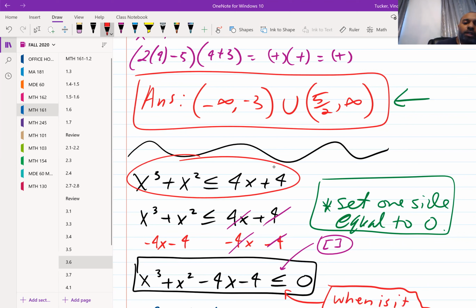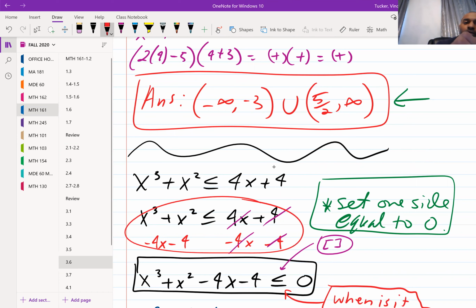x cubed plus x squared less than or equal to 4x plus 4. Once again, the move to make is to make sure that one side is equal to 0. And so that's what I did right here. Subtracted 4x and subtracted 4 from both sides. And that gives me x cubed plus x squared minus 4x minus 4 less than or equal to 0.